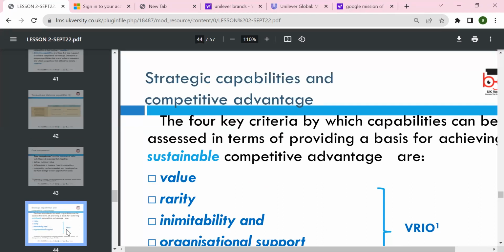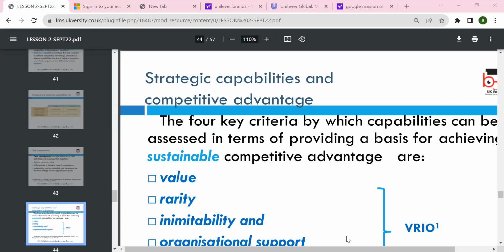Okay. So which model was that? RBV. What does RBV stand for? The resource-based view, or resource-based strategy. So the resource-based view has three resources: physical, human, and financial.